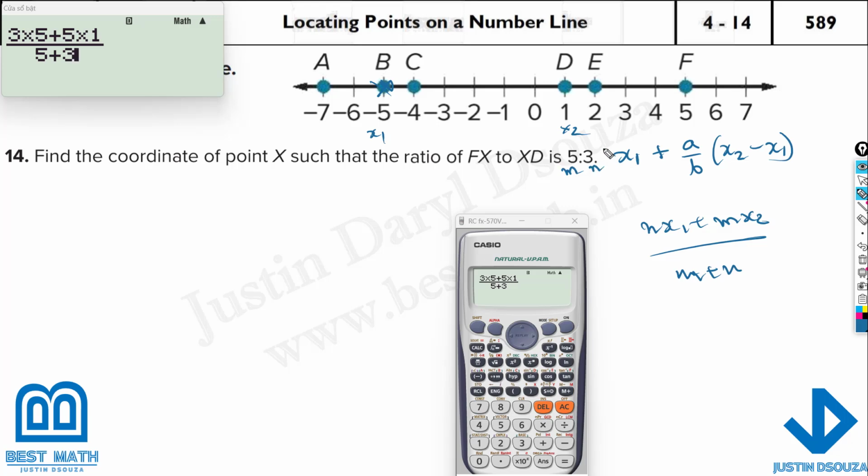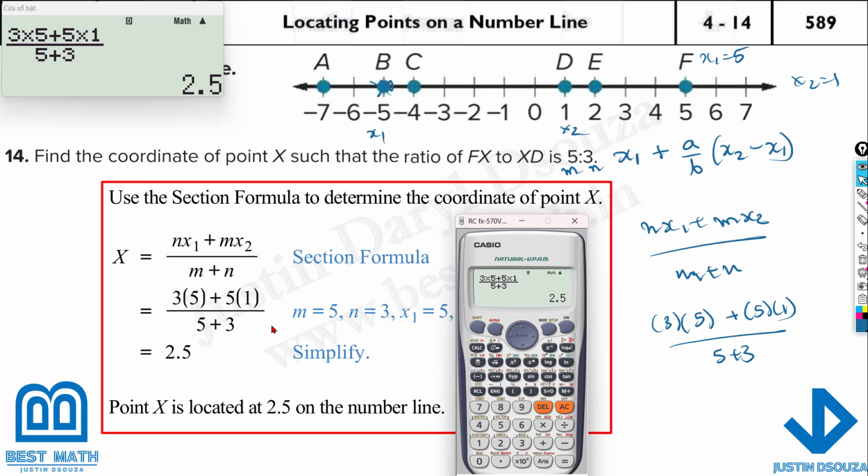See, m, n. What is the first point? F is the first point. X1 is equal to 5. What is x2? D. Where is D? X2 is equal to 1. So now we substituted 3 times 1, x1 is 5, plus m is 5 times 1, by 5 plus 3. This is it. This is why we have written according to the formula. We substituted it. The answer is 2.5. It'll be over here in between.